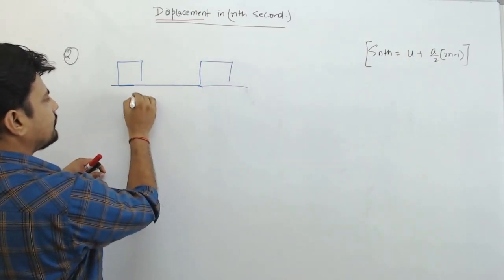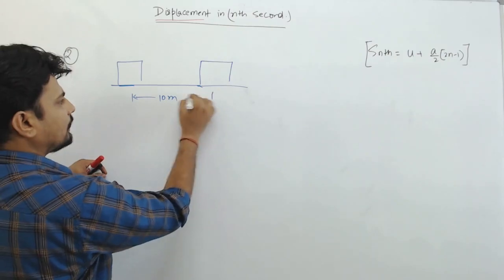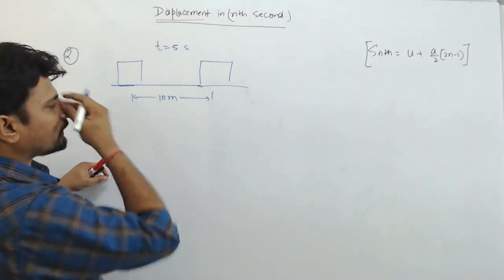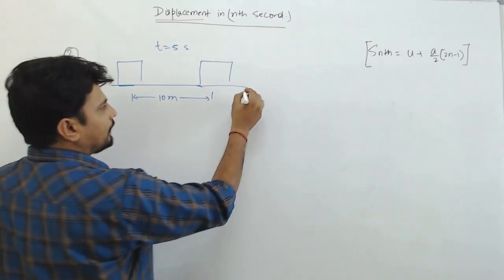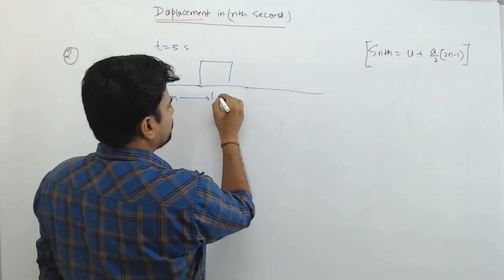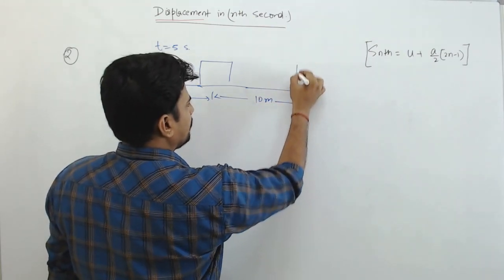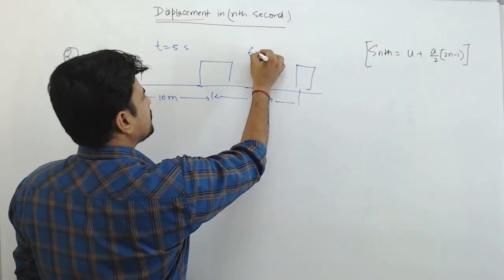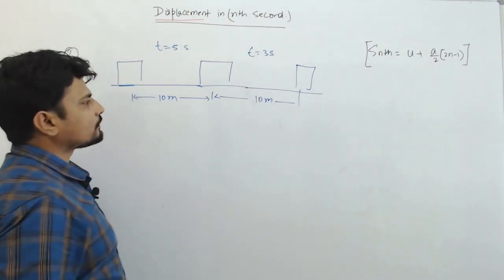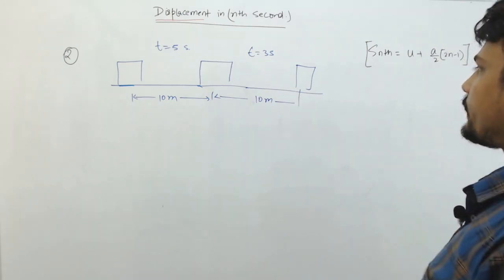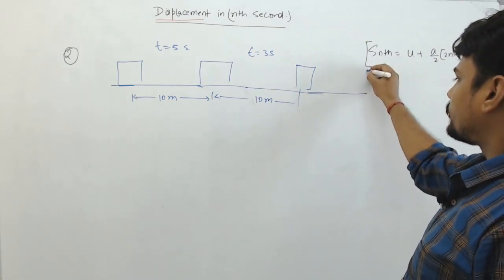This distance is, let's say, 10 meters, and the time it takes is, let's suppose, 5 seconds. It travels the next 10 meters in, let's say, just 3 seconds. Now my question to you is, how much distance would it cover in the last 2 seconds?